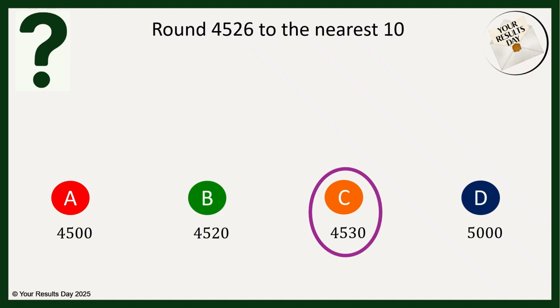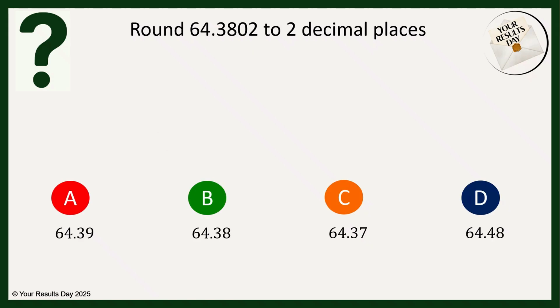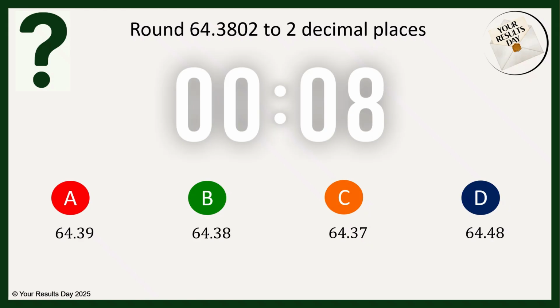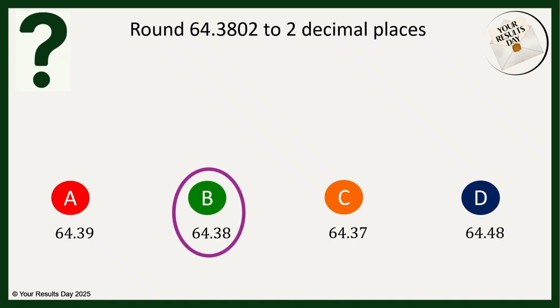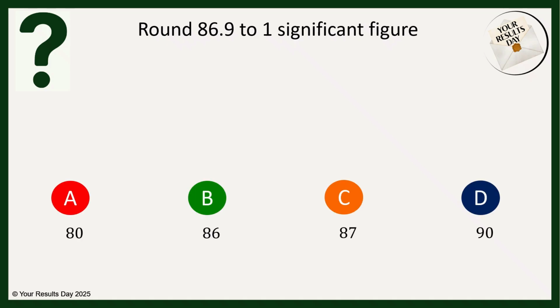The answer to that one was C. Round 64.3802 to two decimal places. Here are your options. The answer to that one was B. Round 86.9 to one significant figure. Here are your options.